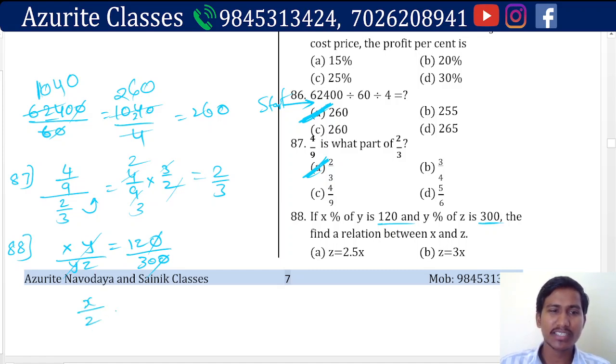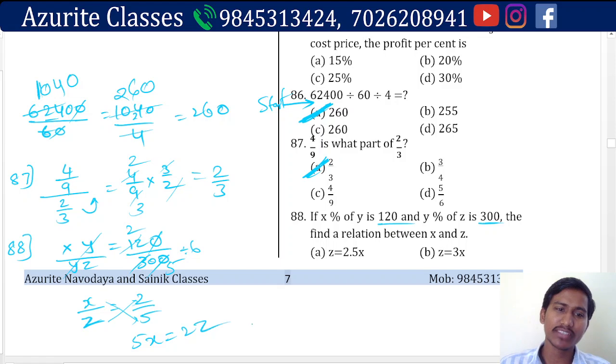X divided by z is equal to 12 by 30, and again I can divide it by 6. 6 2s are 12, 6 5s are 30. So I will take directly 2 by 5. So x by z is 2 by 5. If you cross multiply, 5x is equal to 2z. So 5x is equal to 2z.